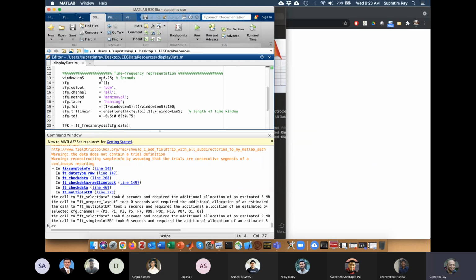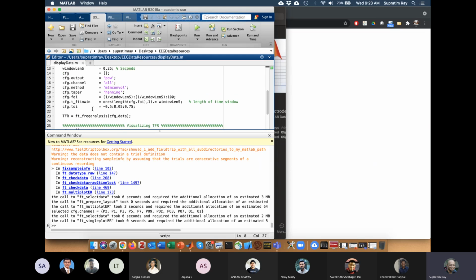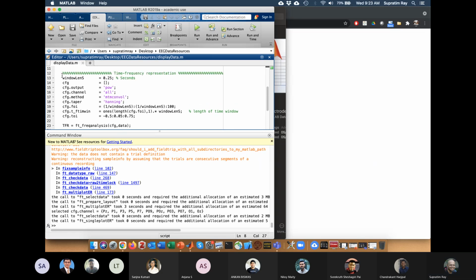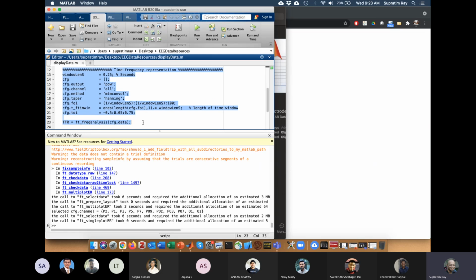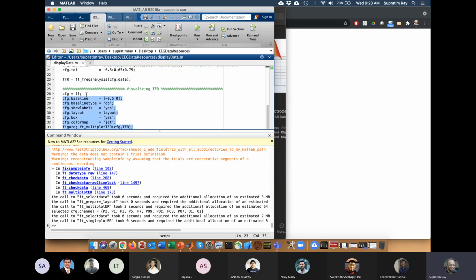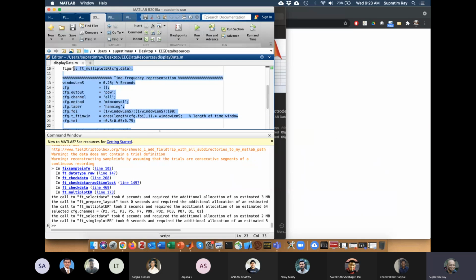So I choose the window length and set some other parameters here which you can read, and I can now get this time frequency data and then plot this. So let me just run this.